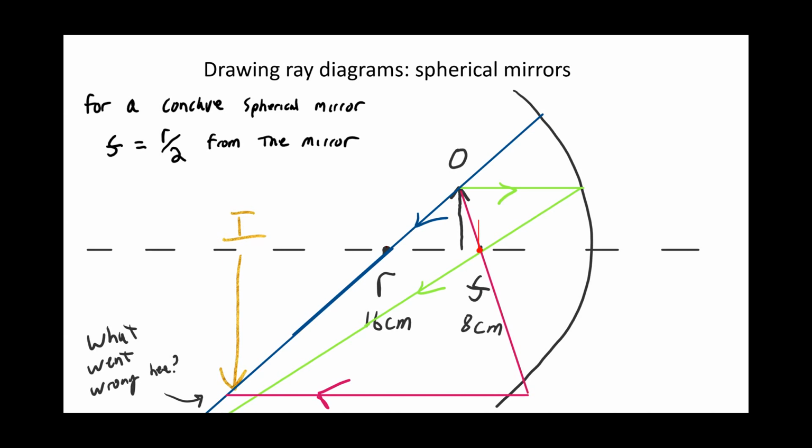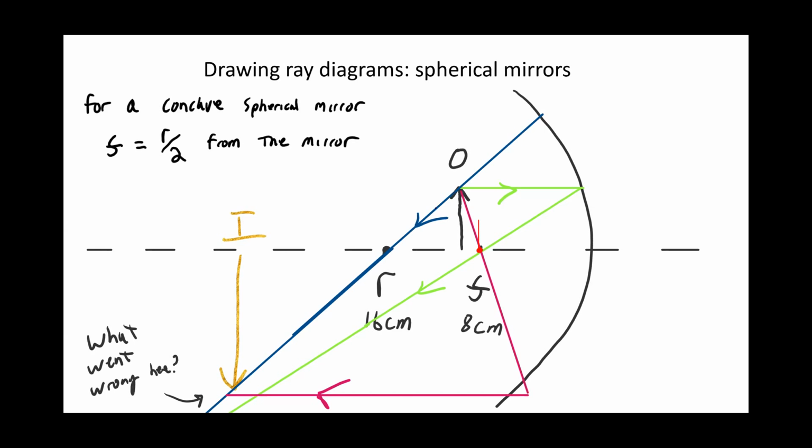So the object is at 10 centimeters, which is between the focal length and the radius, and closer to the focal length than it is to the radius. So I can draw my three rays, right? The ray that goes in parallel reflects through the focal point. The ray that goes through the focal point reflects parallel.